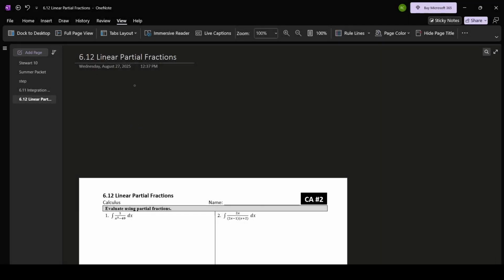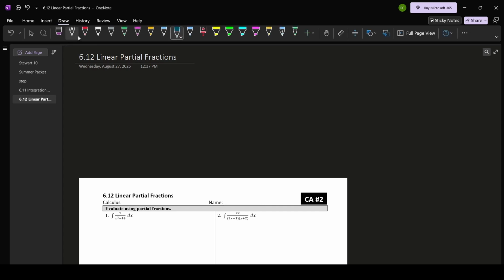How's it going, guys? Jumping into 612, linear partial fractions. Today we're going to talk about a way to solve these integrals that would not be solvable using U substitution or any other method. Well, I guess they could be, but this is a method that's going to save you some time.